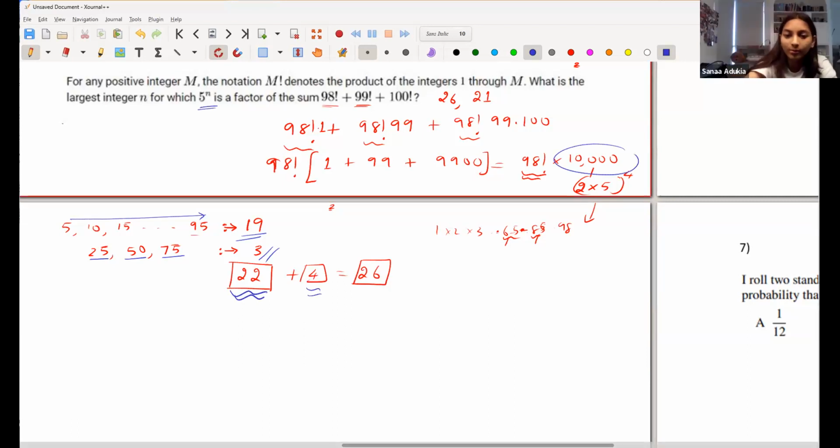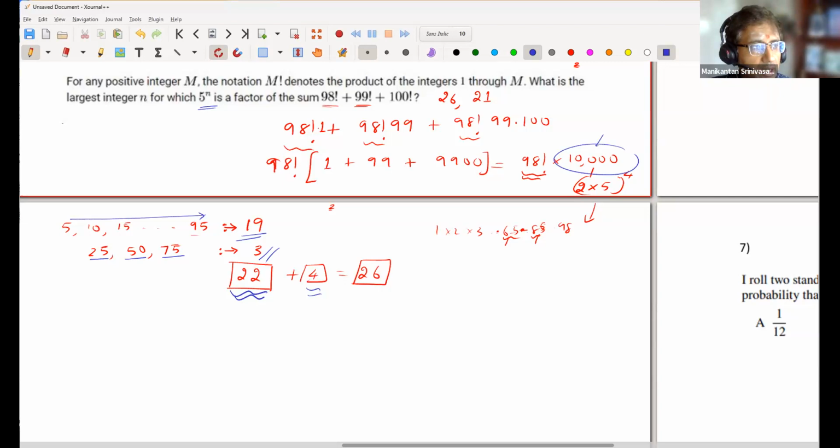Where did the 4 come from? The 4 came from 10,000. 10,000 is itself 10 into 10 into 10 into 10. Each 10 had a 5. All good? Okay. Let me ask a related question.